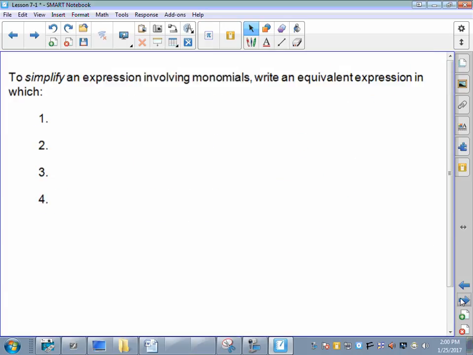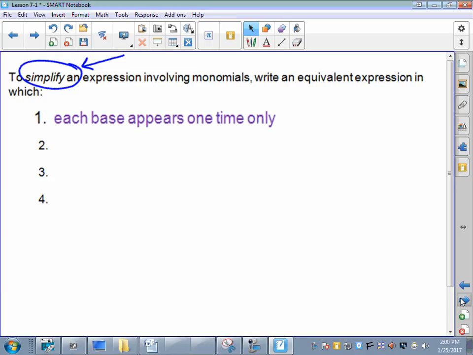So, kind of the last wordy part, and then we can do some examples. Here's what it means to simplify an expression. Whenever you've got monomials and I say simplify it, here's what you need to look for and take care of. Make sure that every base only shows up once. You can't have an x at the beginning and an x at the end. You put them together and make x squared.